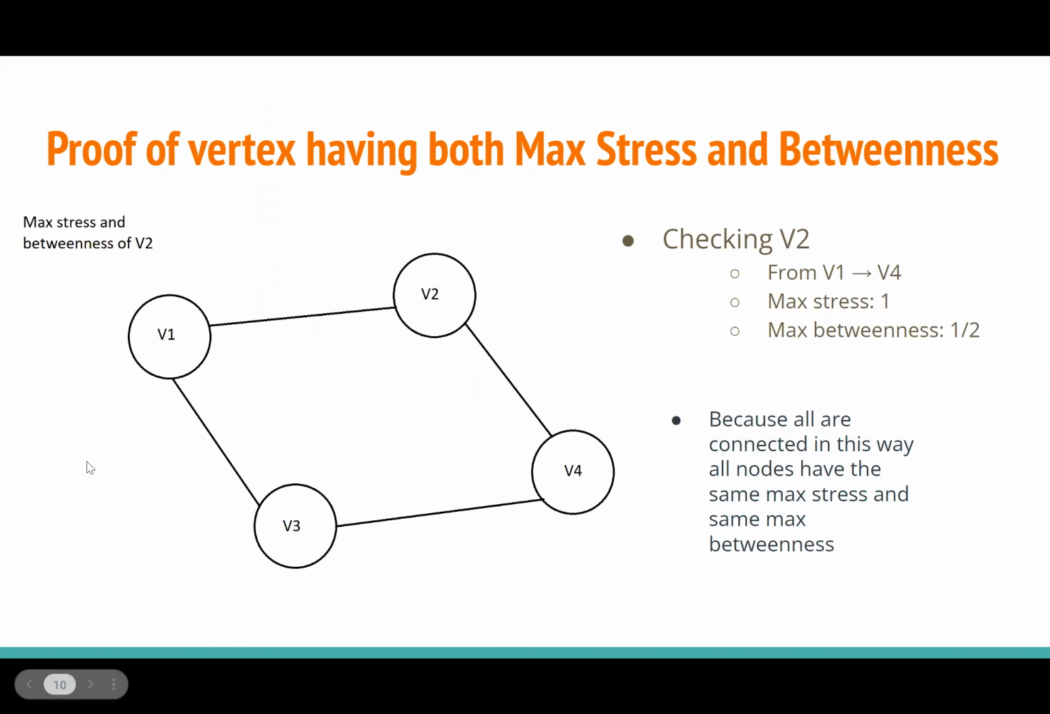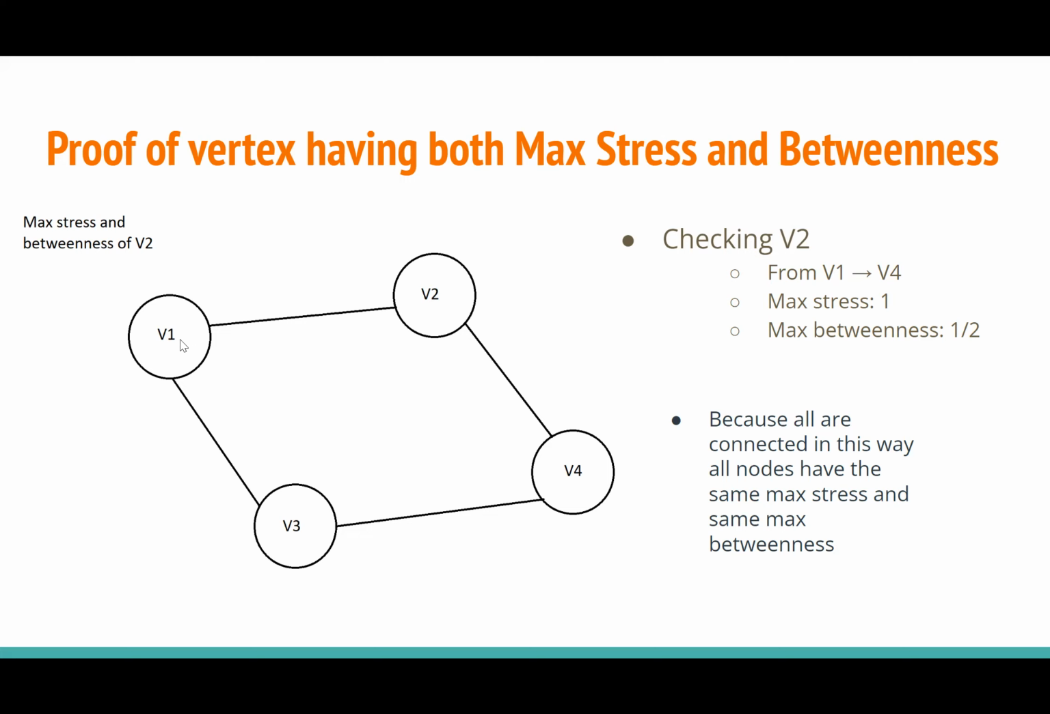So finally, we have the proof of a vertex having both max stress and max betweenness. So before we were looking at V4, but right now we're going to check V2. So from V1 to V4, this is our X and this is our Y, and our focal vertex is V2. So it has a max stress of 1 because there's only one path from V1 to V4 that includes V2. It's from V1, V2 to V4. And it has a max betweenness of 1/2.